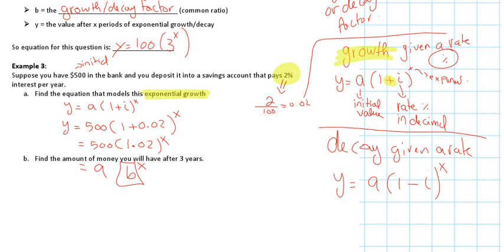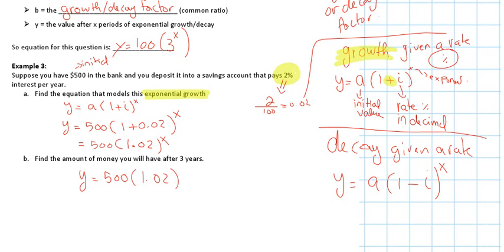So the second part of the question is asking you to find the amount of money you will have after 3 years. That's right, because x represents the number of years. So this is how much money you have, this is the initial value, this is the rate, and then to the power of how many years. So x represents how many years. All I have to do is enter 3 in for x.